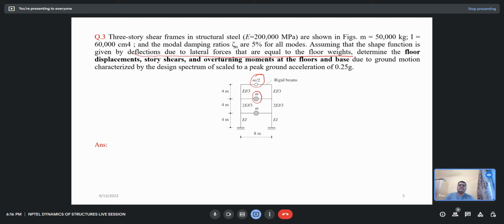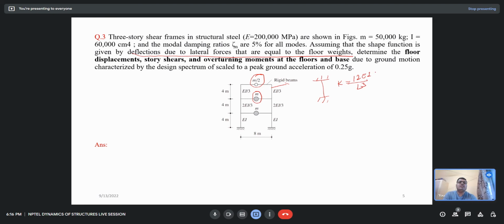For the shape function, we determine the stiffness of the columns and the stiffness of the story. For one column which is fixed at both ends, what will be my stiffness? That will be k is equal to 12 EI by L cube.